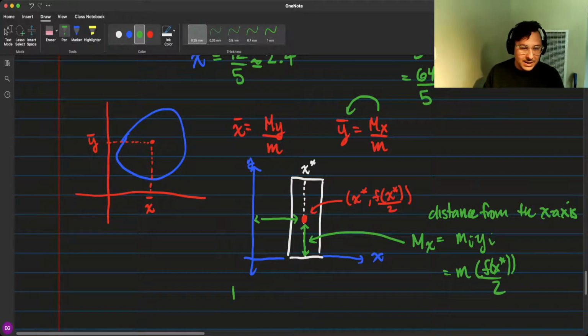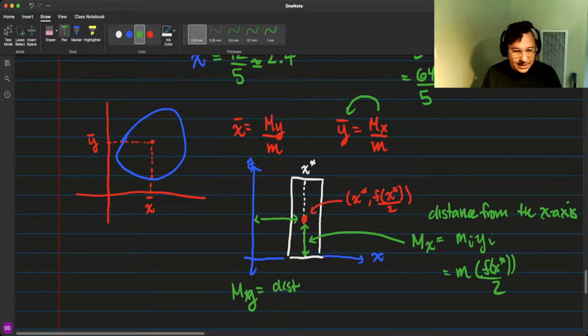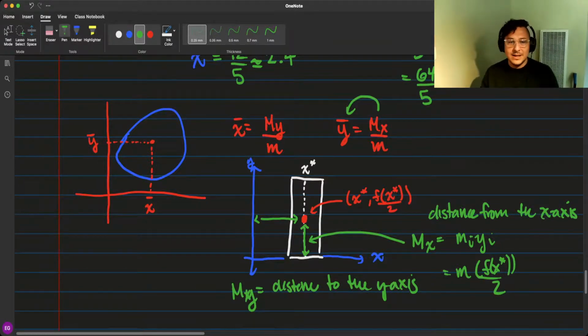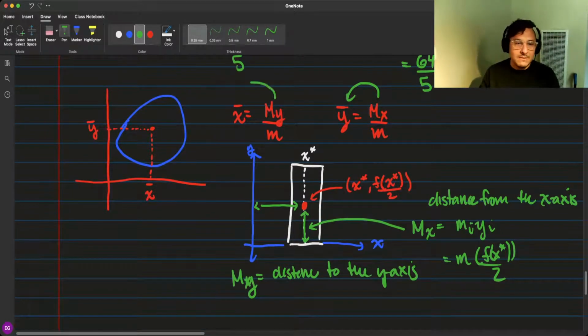Now, if you're talking about the y moment, that is the distance to the y-axis. And what variable do you use to measure distance to the y-axis? The x variable, which is why the y moment is going to be used to calculate the x value of the center of mass. So that is a super confusing thing, yes? Because it's the complete opposite of what you would want, right?